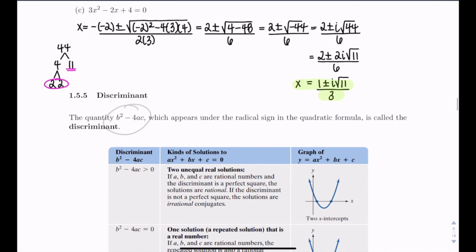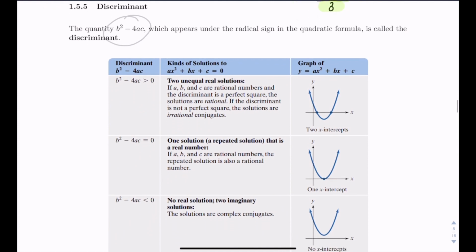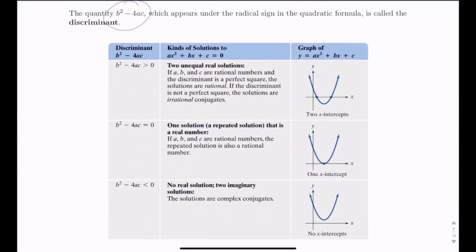Now we're going to talk about the discriminant. The discriminant is actually just the quantity b squared minus 4ac, which appears under the radical sign in the quadratic formula. This doesn't tell you what the solutions are, it just tells you what the solutions will look like. If the discriminant is greater than 0, that means we'll have 2 unequal real solutions, or 2 distinct solutions.